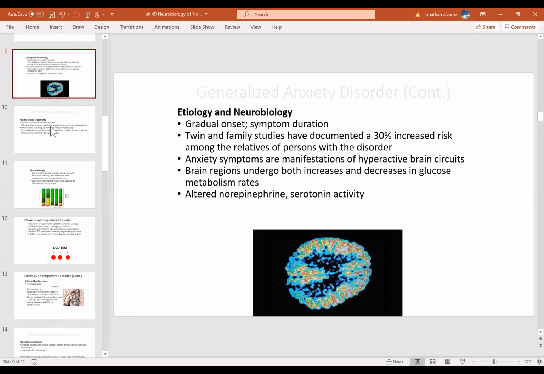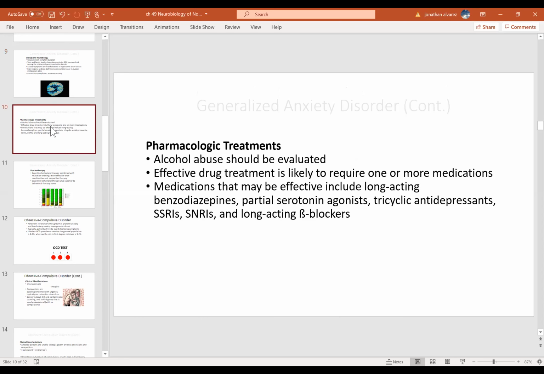So the etiology, neurobiology, gradual onset. The twin and family studies have documented a 30% increased risk among relatives of a person with the disorder. So genetic component there. Anxiety symptoms are a manifestation of hyperactive brain circuits, and brain regions undergo both increase and decrease in glucose metabolism rates. Also, your altered norepinephrine serotonin activity.